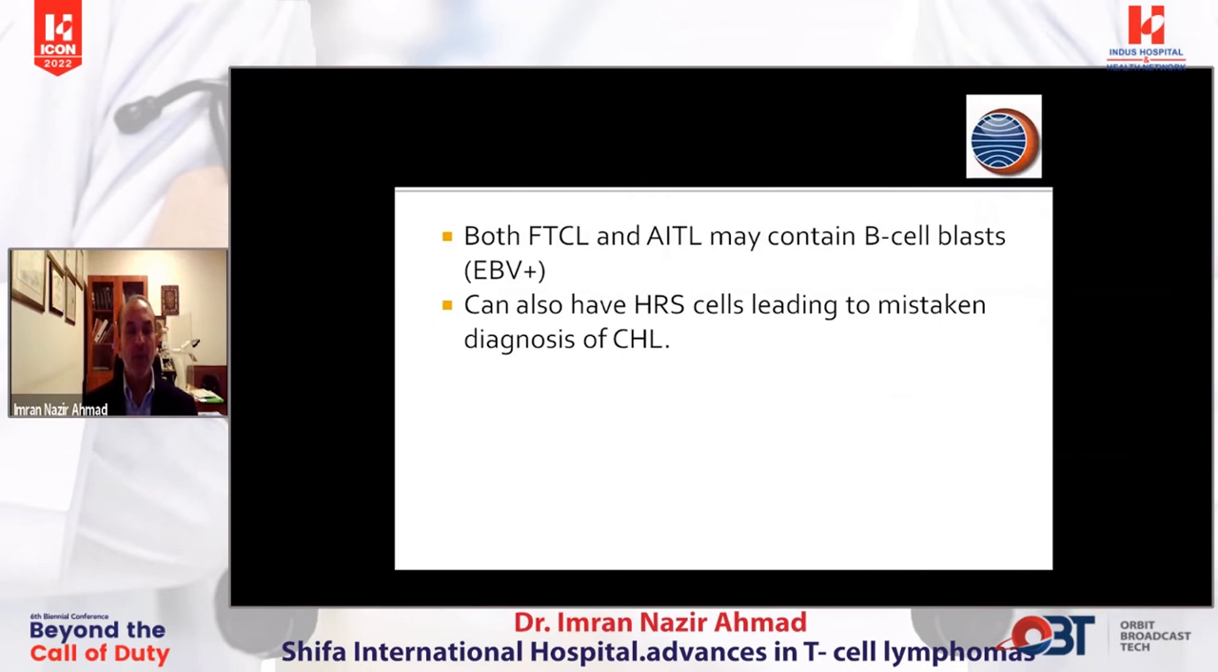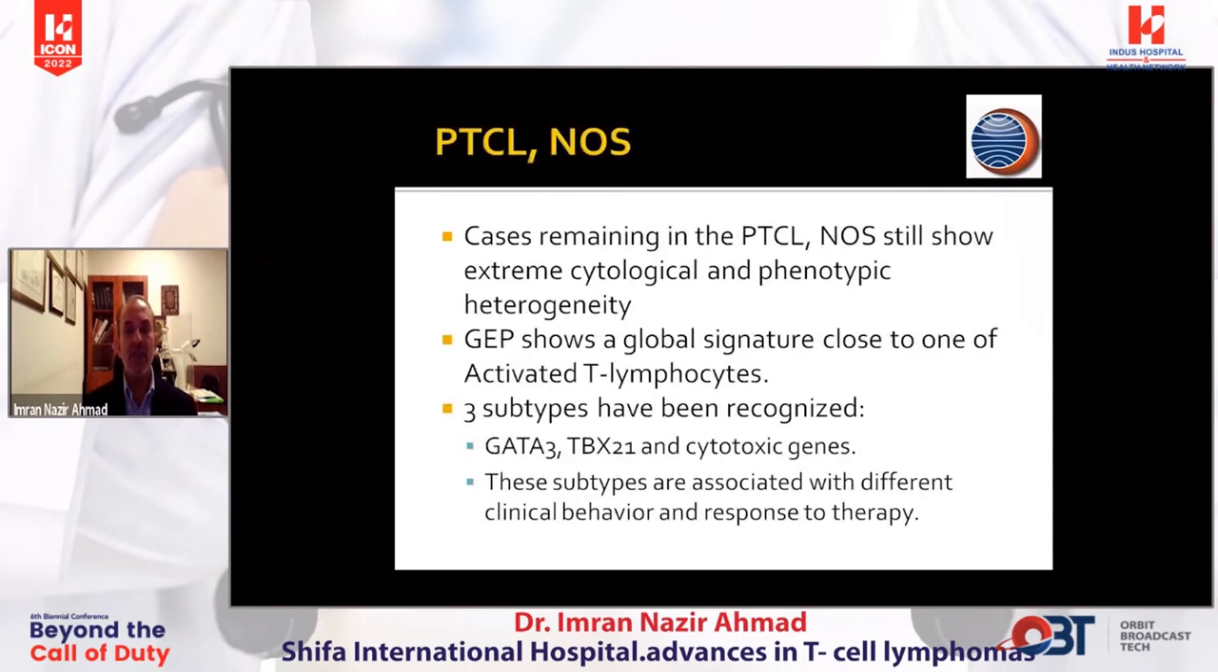Of note, both of these lymphomas almost always have increased B-cell EBV positive immunoblasts or blasts. They sometimes can also have Hodgkin-Reed-Sternberg-like cells, which can potentially lead to a mistaken diagnosis of classical Hodgkin lymphoma. Peripheral T-cell lymphoma, not otherwise specified, remains the most common T-cell lymphoma. In other words, it's the DLBCL of the T-cell lymphomas. It has extreme cytological and immunophenotypic heterogeneity.